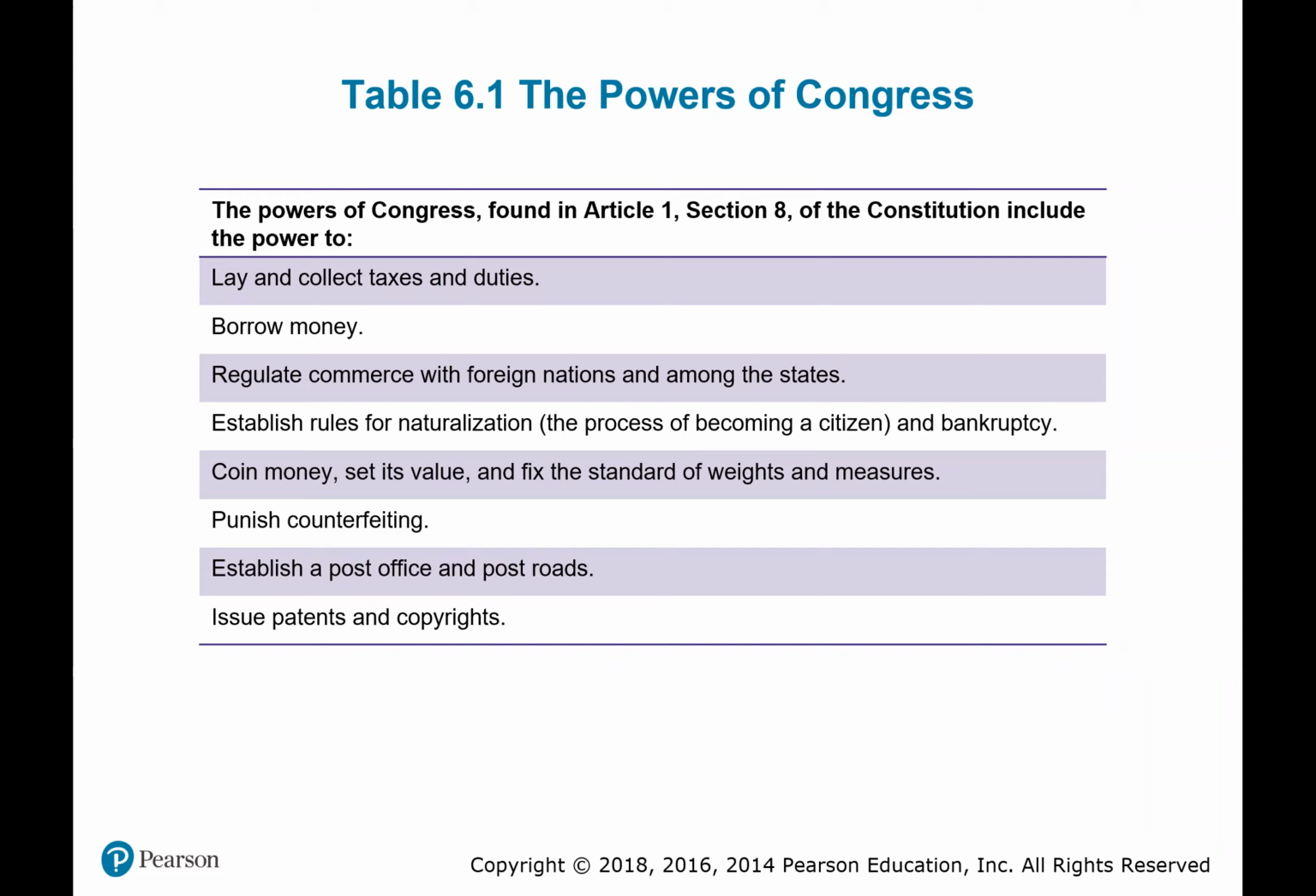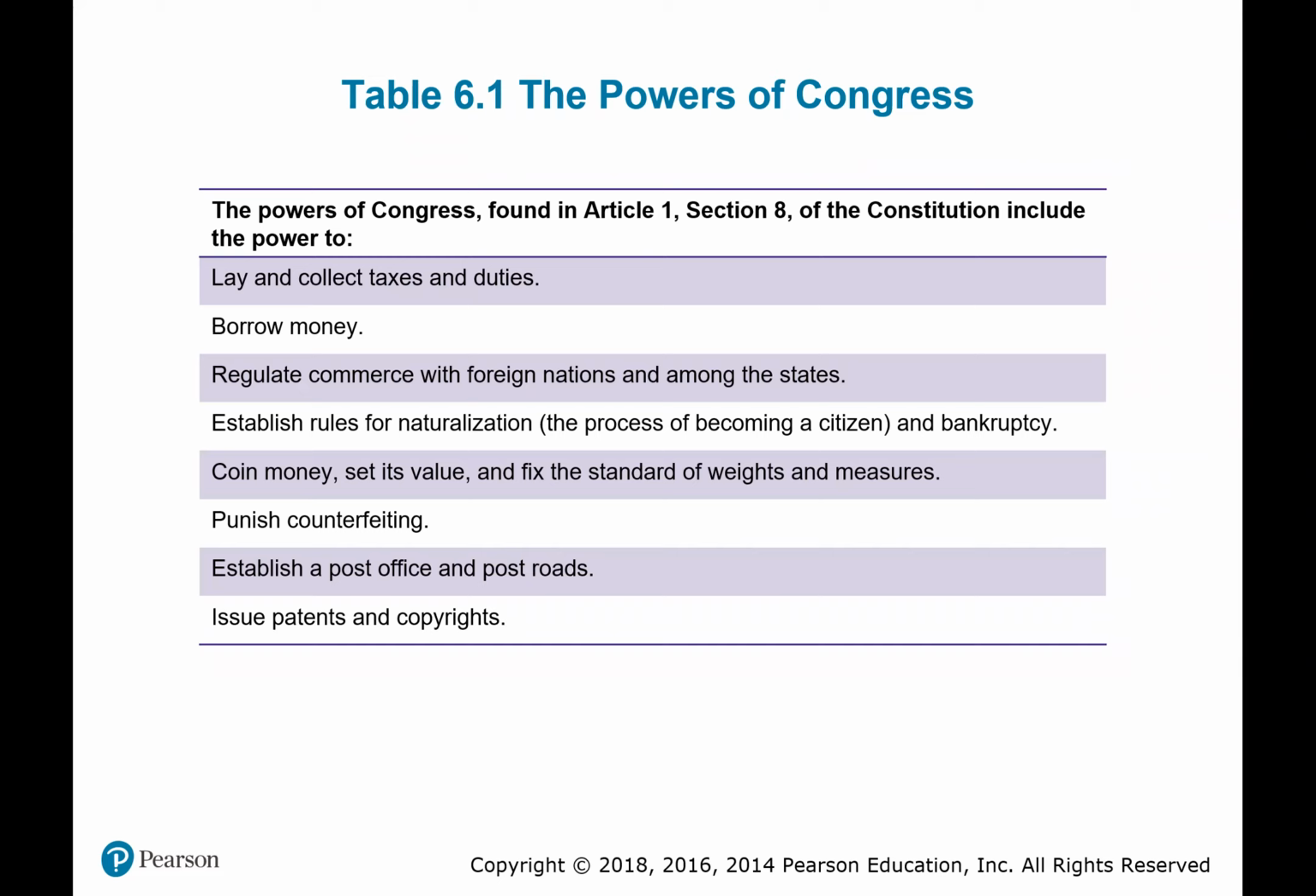When I was young, there was discussion on changing the system that we use in this country from the English system to the metric system like the rest of the world. And growing up, we thought it was inevitable the United States would change to that. That never came to be. We are very stubborn here. We don't like change. Congress also can punish counterfeiting.